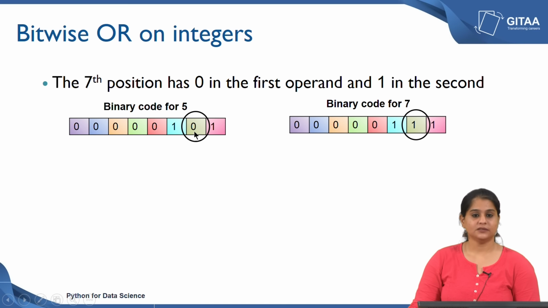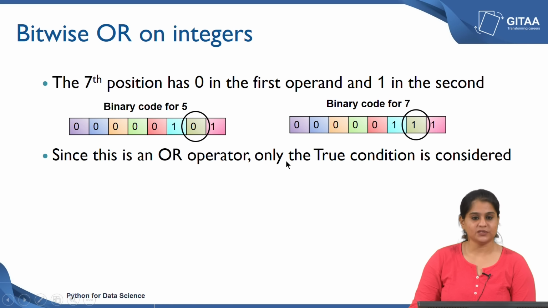Moving further, if you compare the seventh position for both these binary codes, you can see that for the binary code of 5 the seventh position has 0, and for the binary code of 7 the seventh position has 1. So, in this case there is a difference in values between both these operands. We are going to see how to fill in the corresponding position of the resultant binary code.